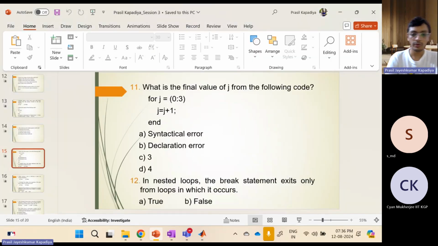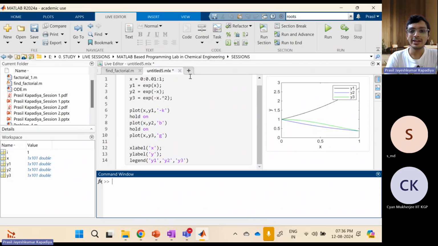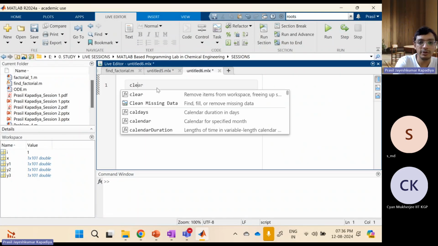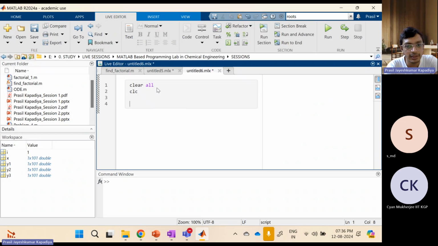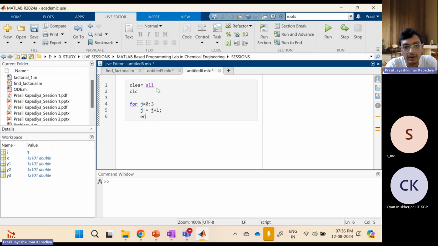Okay. So 4, let's take one new line script. Let me do clear all, clc. 4. j is equal to 0 colon 3. j is equal to j plus 1. Okay. So I'm not getting any answer displayed, but my final value of j is 4.